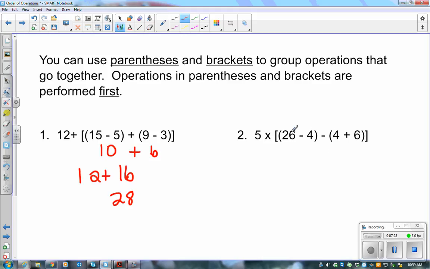Okay, over here, same thing. I do anything in brackets first. So I'm going to do 26 minus 4, which is 22. Because I always do my parentheses first, and then 4 plus 6, which is 10. And then I subtract it because I'm still in my brackets. 22 minus 10 would be 12. Now I can go outside of my bracket to the times 5. And I know that 5 times 12 is 60.